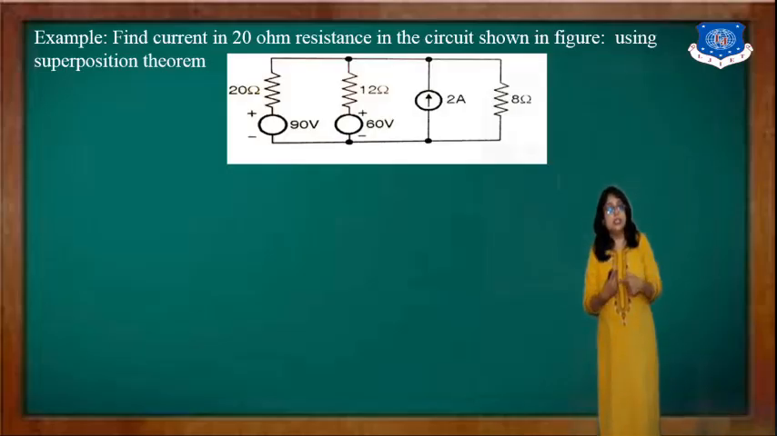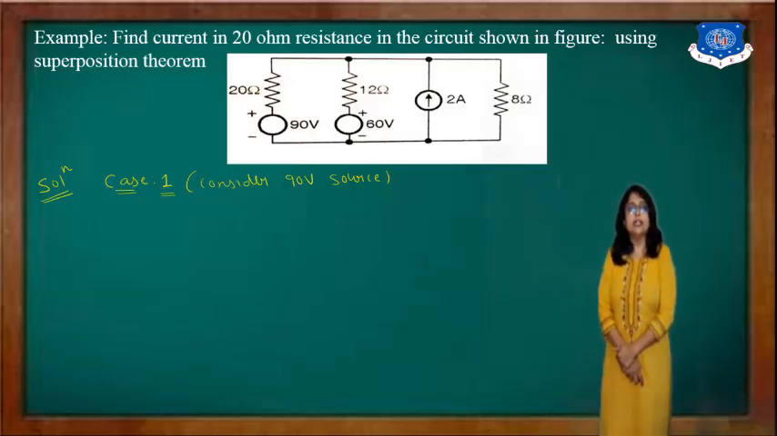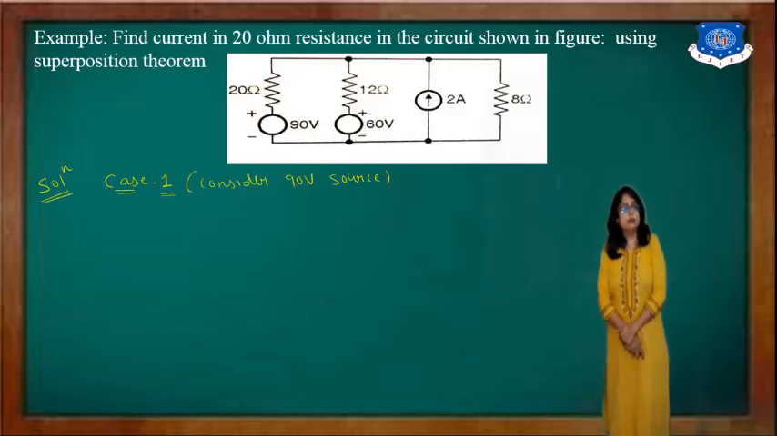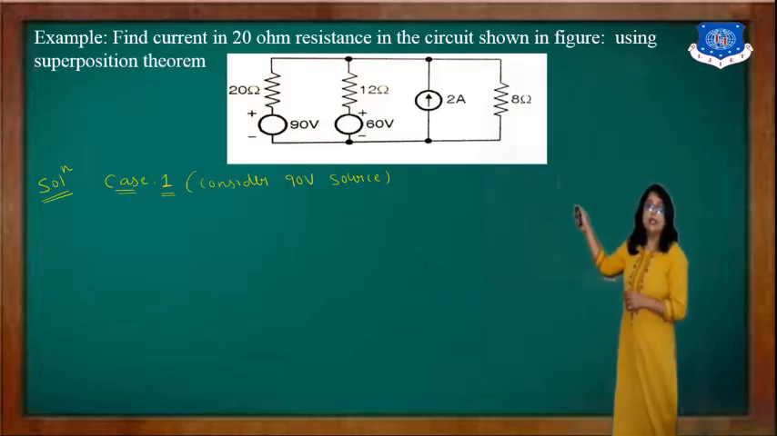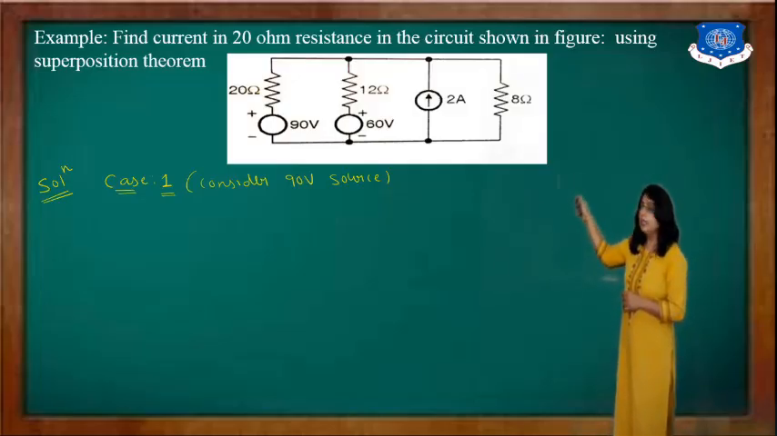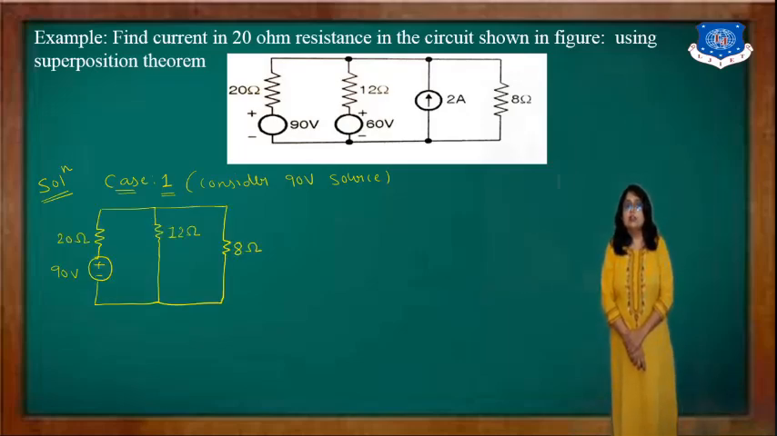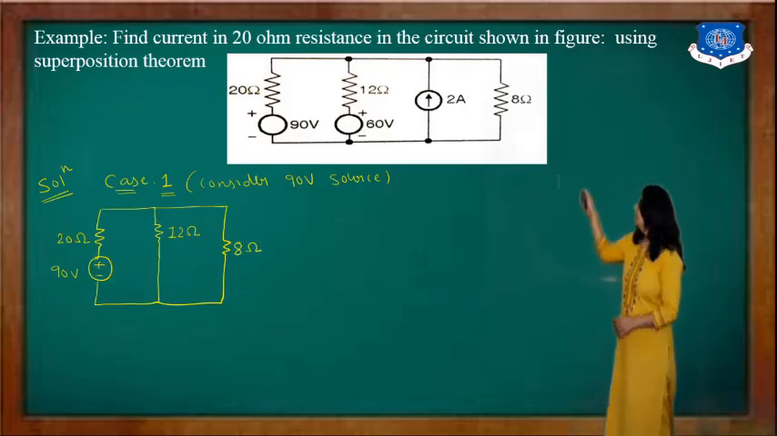by their internal resistance. Alright. So first, let's consider the 90 volt source. Now, as I said, what we have to do is replace the 60 volt source with a short circuit and the 2 ampere source with an open circuit. So what will happen?